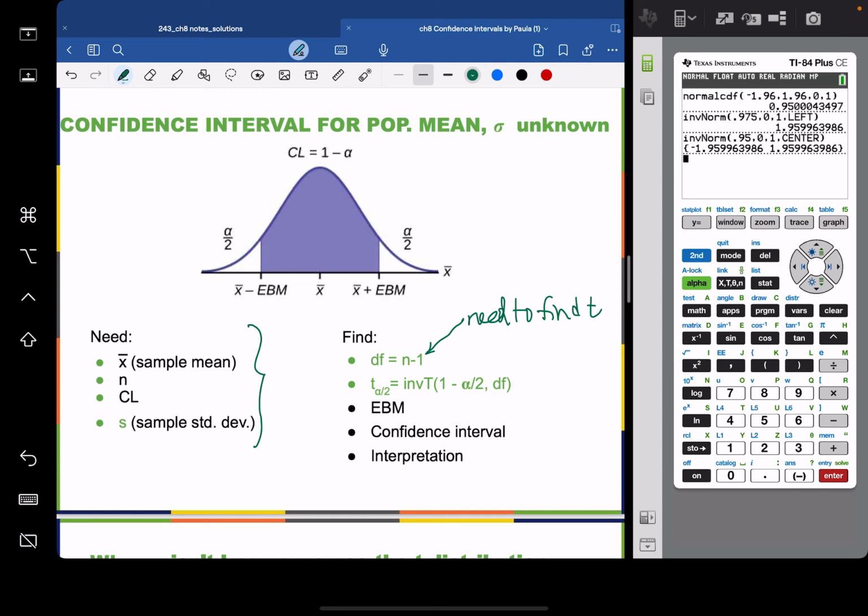So remember, before we started with a confidence level and then we figured out the z-score that it would point to. Now we're going to start with a confidence level and we're going to find the t-score that it points to. But the t-score will also require us to put in the degrees of freedom. Once we have the t value, then we can find the EBM, confidence interval, and interpretation.